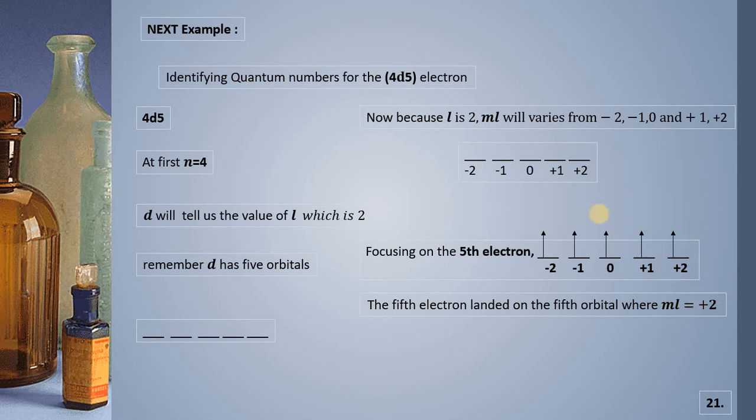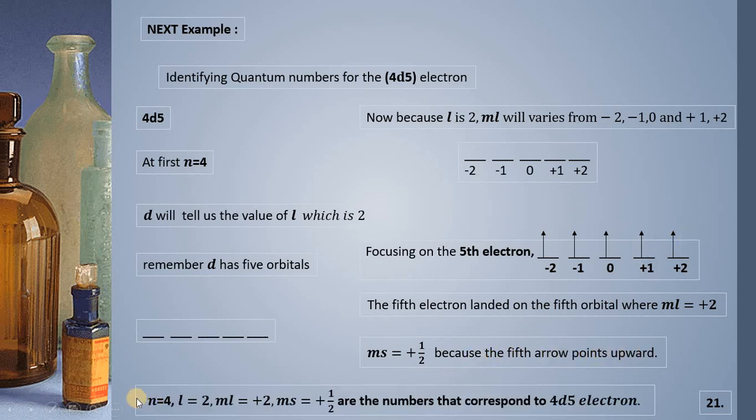Yes, because the fifth electron landed on +2. And to find Ms, that will be +1/2, because it is facing up, since the fifth electron is pointing upward. So the quantum numbers are: n is equal to 4, l is equal to 2, Ml is equal to +2, and Ms is equal to +1/2.